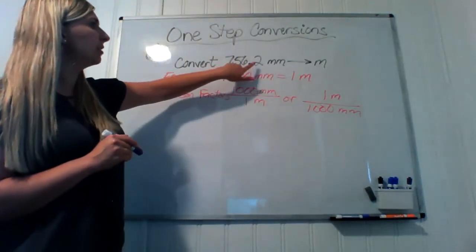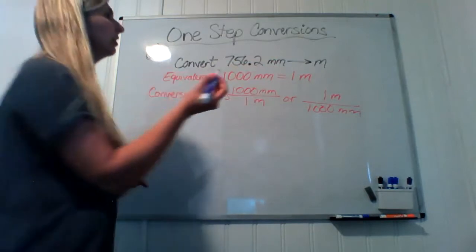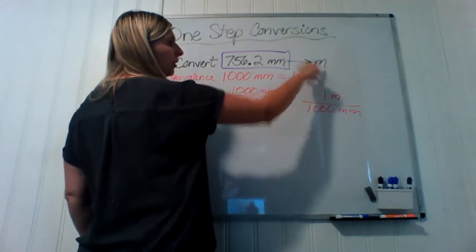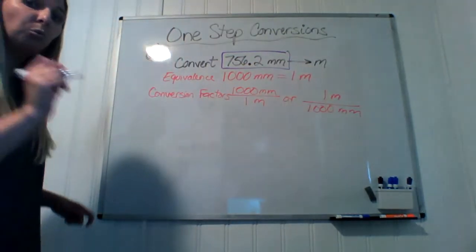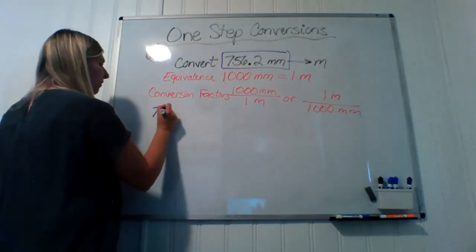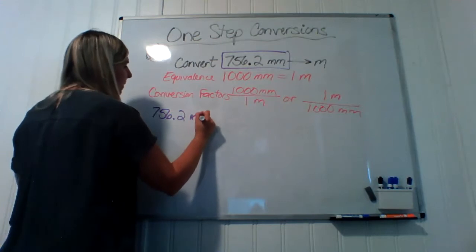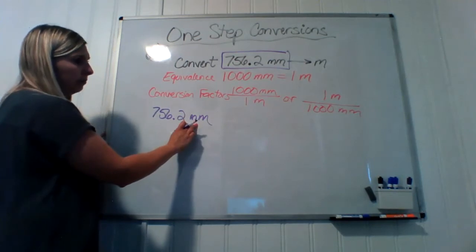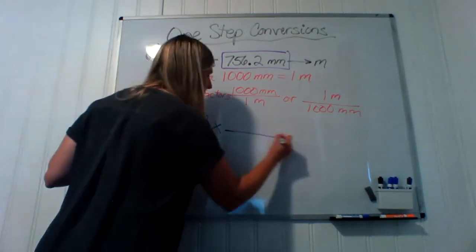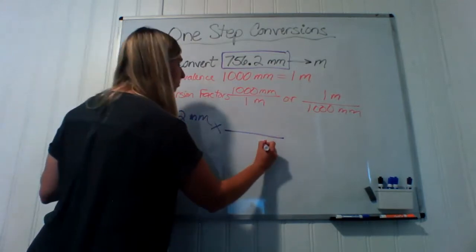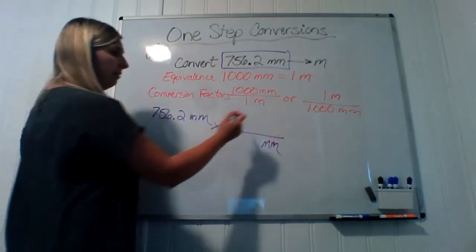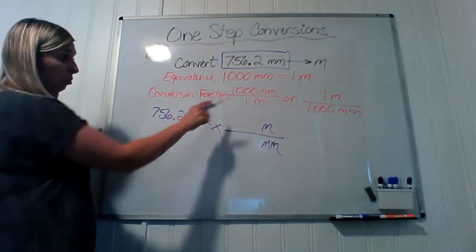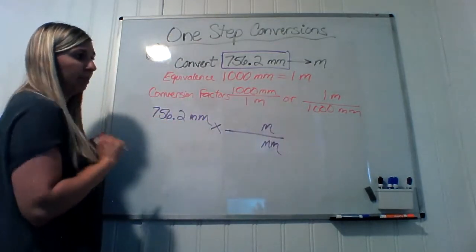So 756.2 millimeters. This is our given value. Okay, and this is our desired unit, meters. Okay, so we always start with the given, 756.2 millimeters. Okay, now if we have millimeters here, we want to create a conversion factor that's going to cancel millimeters on the bottom and give us meters on top. That's what's diagonal here. Okay, so which one of these has meters on top and millimeters on the bottom?